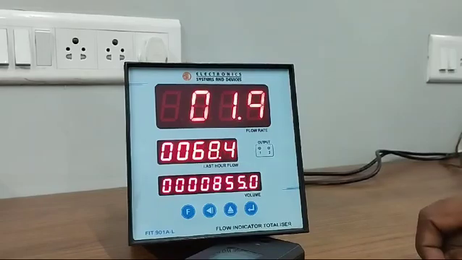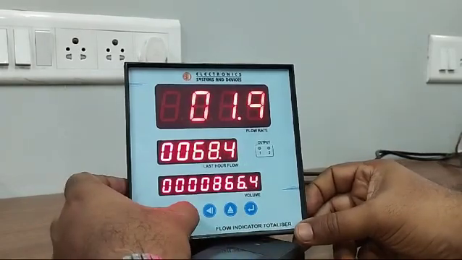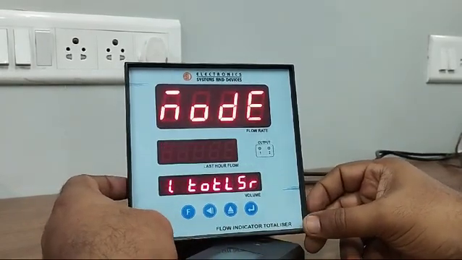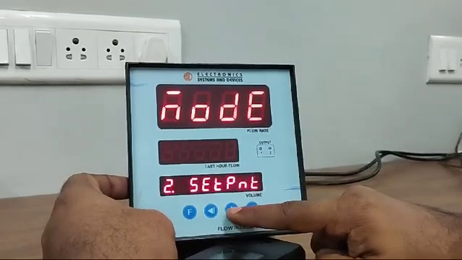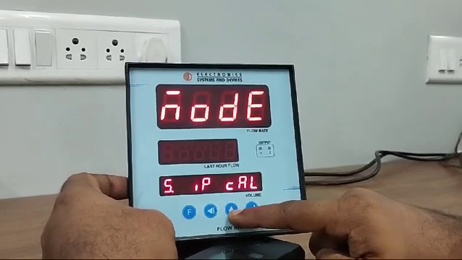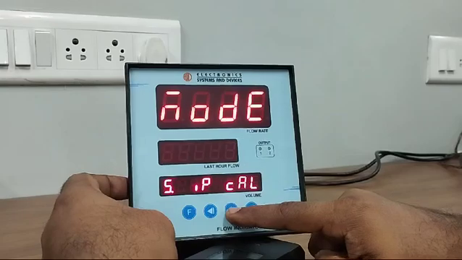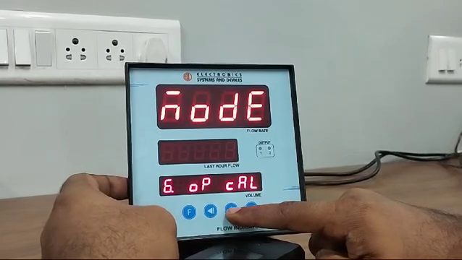There are 4 keys: function, shift, increment and enter. Now we will look at the function. So there are 6 modes. First mode is totalizer, second is set points, third is configuration, fourth is RTC, that is the real-time clock, fifth is input calibration, sixth is output calibration for retransmission 4 to 20. Now one by one we'll look into each of the modes.